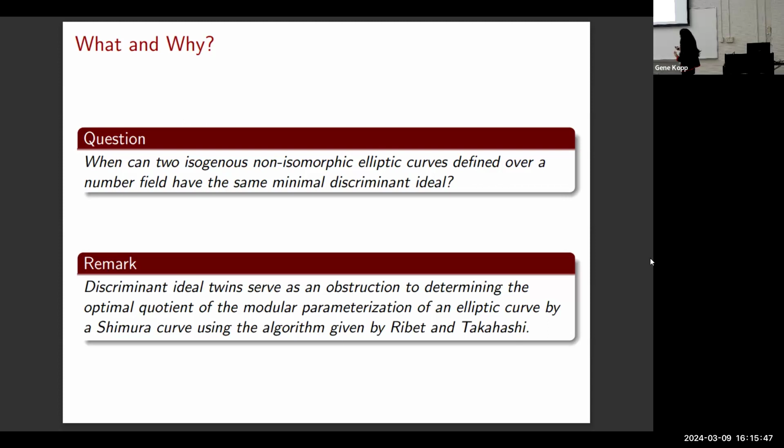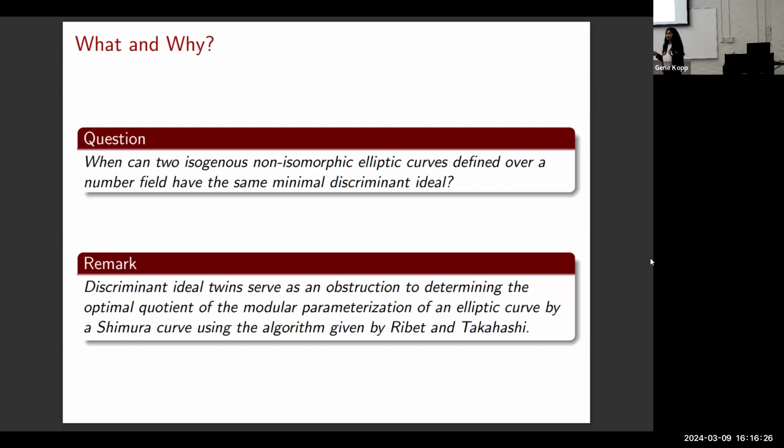These discriminant ideal twins serve as an obstruction. Think about it: they are the only obstruction you can have if you want to use this modular parametrization method by Shimura curve, which was introduced by Watkins and Takahashi, to find the optimal quotient. It's easy to find the isogeny degree, which is invariant under isogeny, but it's not easy to find this optimal quotient, which is also invariant under isogeny.